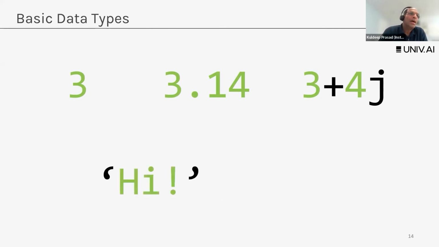And then Python has strings, right? Strings are always in quotes, and you have booleans, right? True or false. So these are the basic data types.